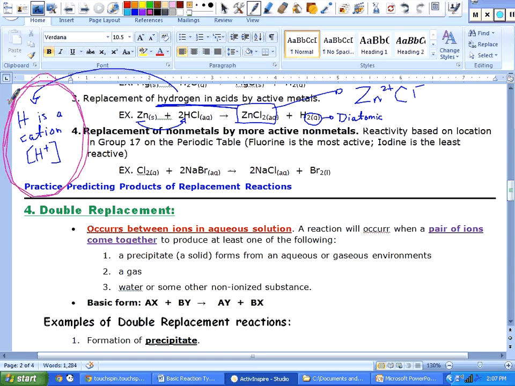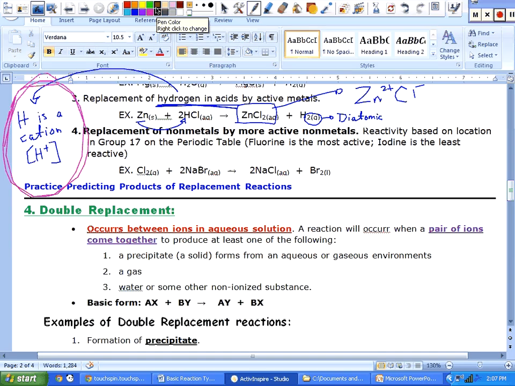Let me show you this. What if, please watch, what if you try to make Zn and H come together? How will you know you didn't do it right? Every time you write a new compound, what do you do?